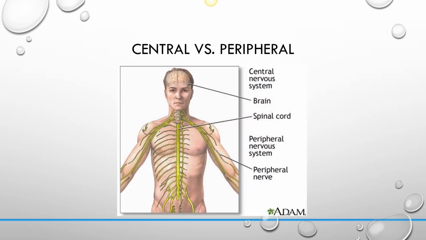Central versus peripheral. Specifically, when we're talking about the nervous system, central is talking about the brain and spinal cord. Peripheral would be talking about the peripheries, or anything that branches out of the brain and spinal cord.